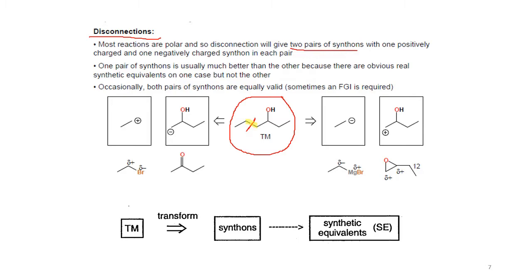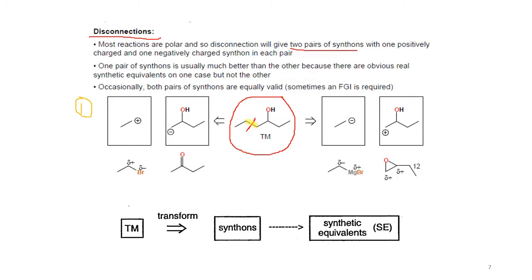And then you can also have another possibility, which is this part is negative charge, and then this part becomes positive charge. Okay, we take a look at the first pair.